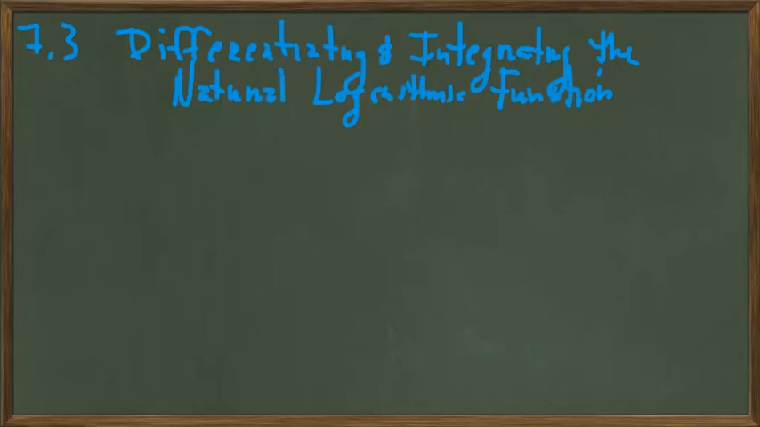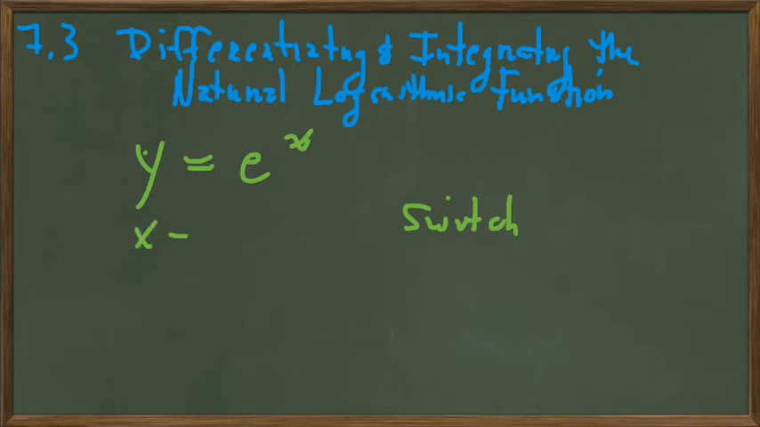So in this video we're going to learn how to integrate and differentiate the natural logarithmic function, extending what we already learned in the previous section. So let's start with the function y equals e to the x, and let's suppose that we want to find its inverse. So we're going to switch the variables. So we get x equals e to the y, and then we're going to solve for y. And when we solve for y, what we need to do is take the ln of both sides.